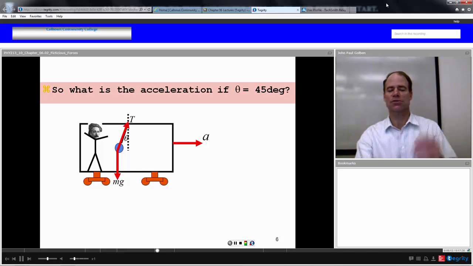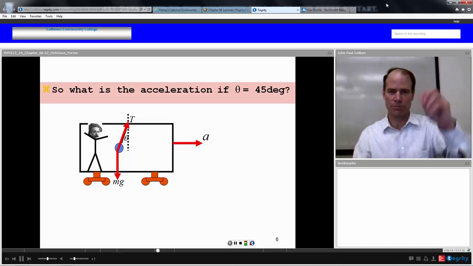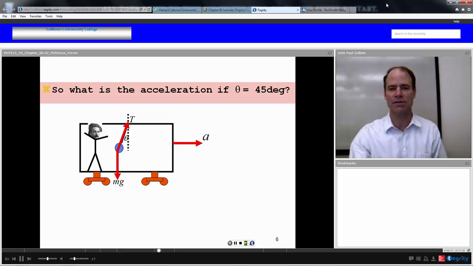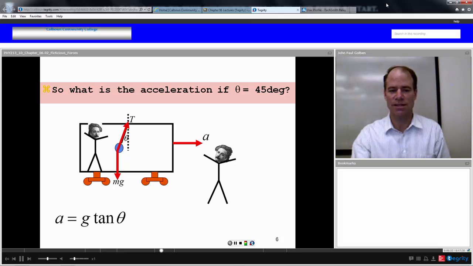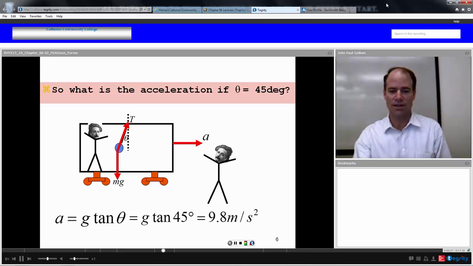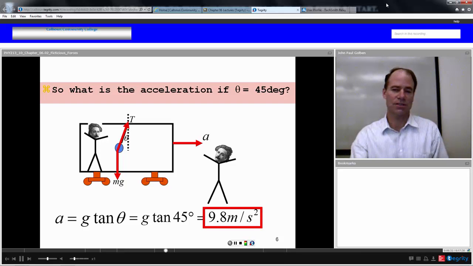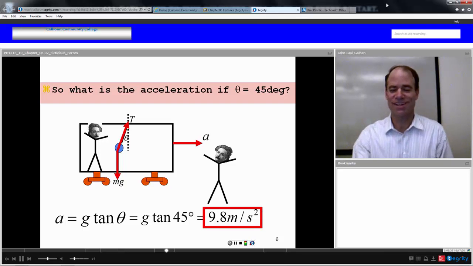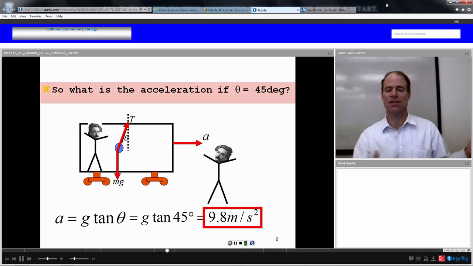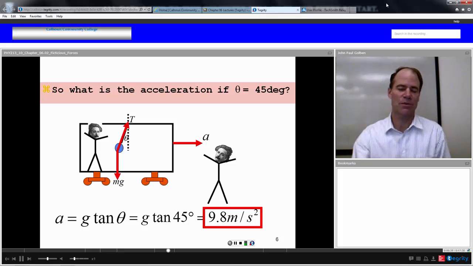So if we had this situation where we had a boxcar and a pendulum at a 45-degree angle, what would be the acceleration of the boxcar? Well, we can actually use that data to measure that. The acceleration would be g tangent theta, 9.8 times the tangent of 45 degrees. And the tangent of 45 degrees is 1. So in that case, our acceleration would be equal to g, 9.8 meters per second squared.